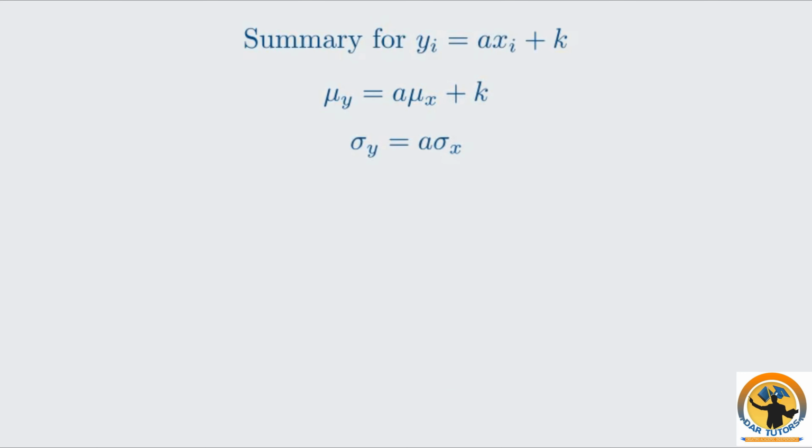Let's summarize these rules for a dataset with mean mu and standard deviation sigma. If the new data is formed by a linear transformation xi maps to a xi plus k, the new mean will be a mu plus k, and the new standard deviation will be a times the old standard deviation.